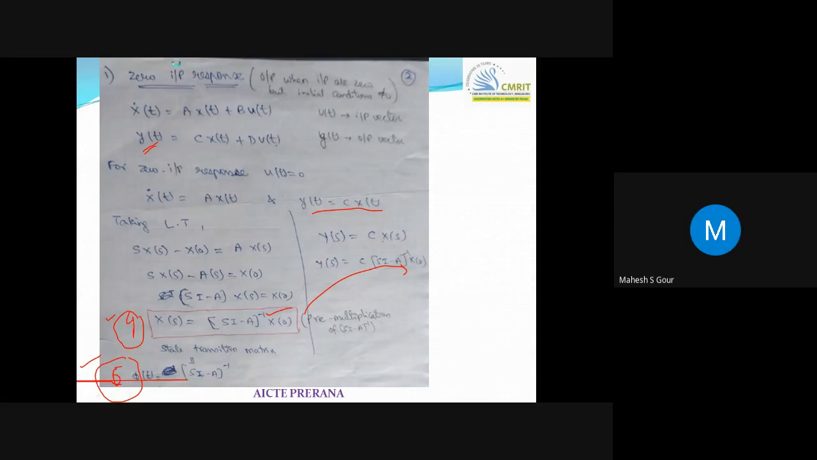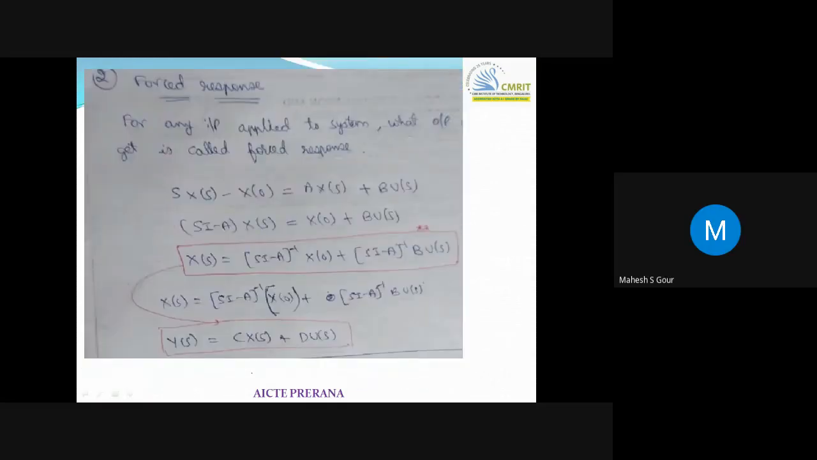Okay, so in forced response, I won't go into detail of forced response. When a problem is given to you, you can solve it in 2 minutes. It won't be much complicated.